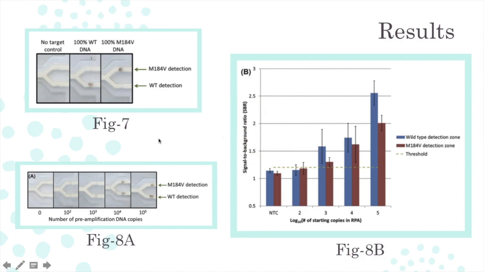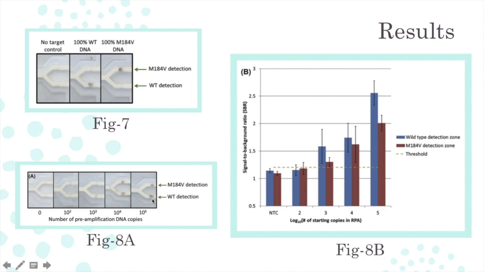The results depend on what we apply. So here in our target control, we must see no change in the color, and that's what we see. Here, when 100% of the DNA is wild type, the wild type detection zone is going to detect it, so there is going to be a change in the color. And here is the same, but with the mutant type DNA, as we have 100% of the mutant type.